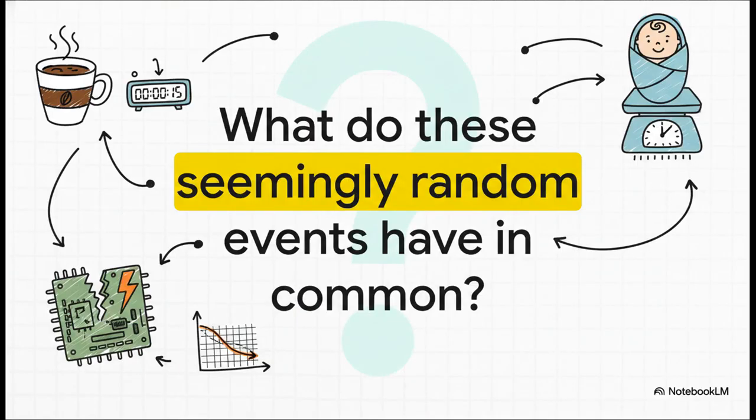So let's just jump right in with a question. Think about it. Waiting for the next customer to walk into a coffee shop, measuring the birth weight of a newborn baby, or even trying to predict when a light bulb will finally burn out. I mean, these seem like totally separate, unrelated things, don't they? But believe it or not, they share a really deep connection.